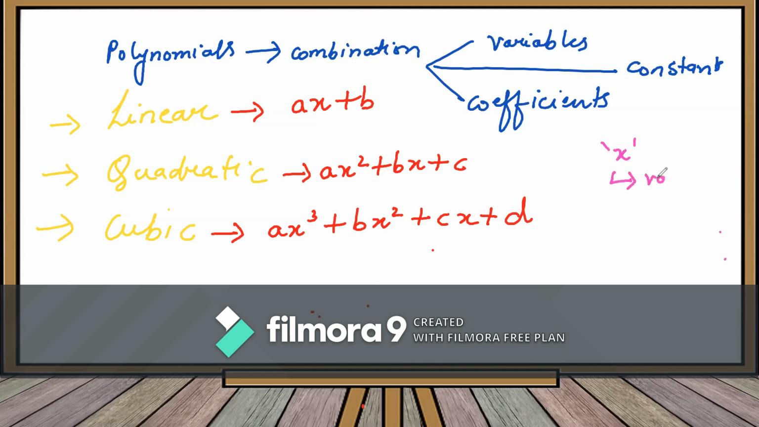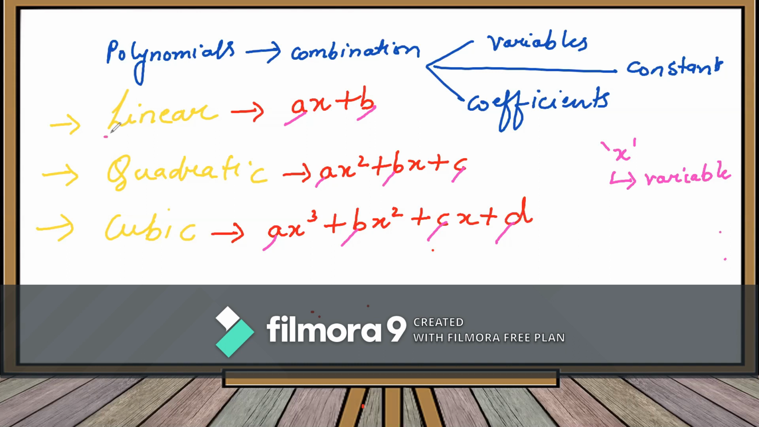What is a variable? A variable is an unknown quantity which we are going to find, right? In a linear polynomial, a is a coefficient and b is a constant term. In a quadratic polynomial, a is the coefficient of x square, b is the coefficient of x, c is a constant term. In the cubic, a is the coefficient of x cube, b the coefficient of x square, c the coefficient of x, and d is again a constant term, right? So these are polynomials.